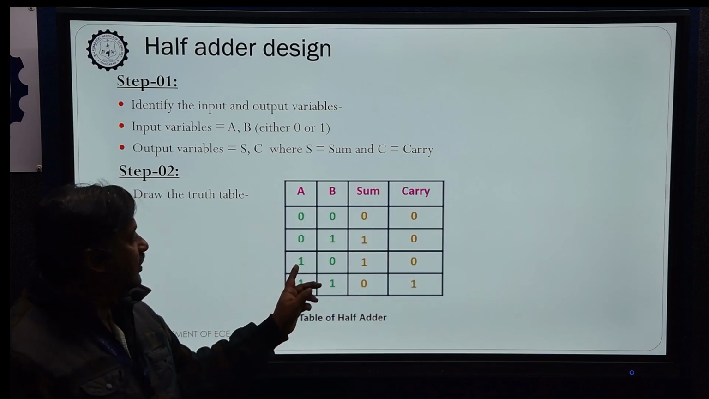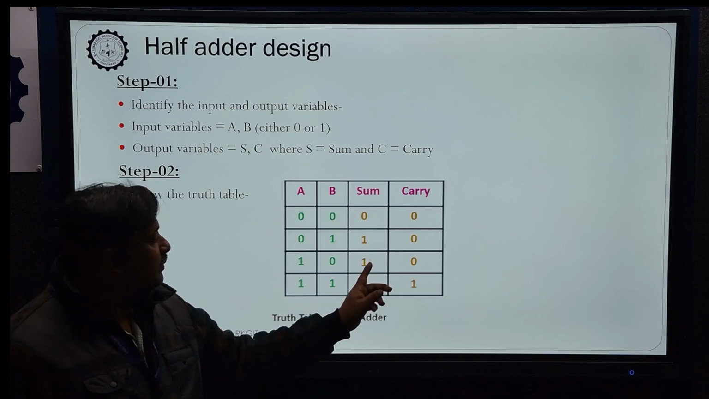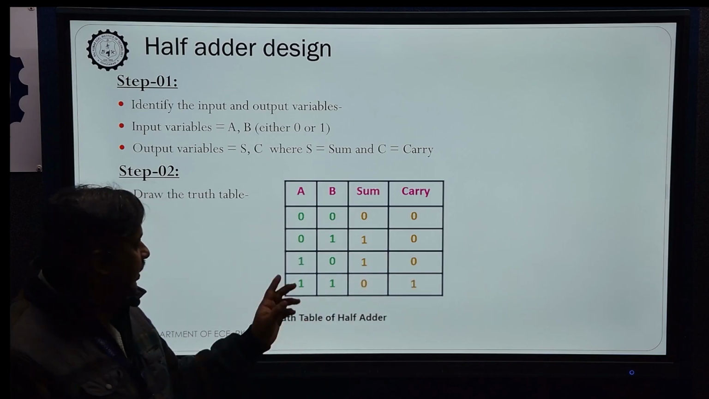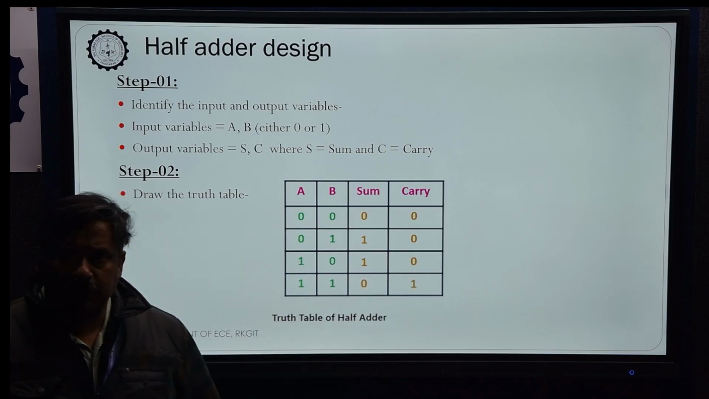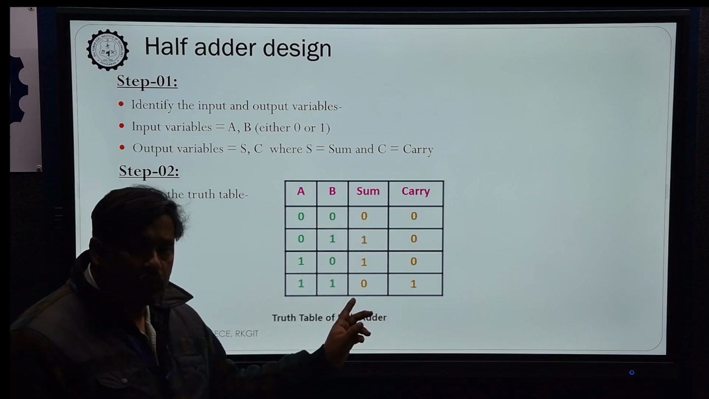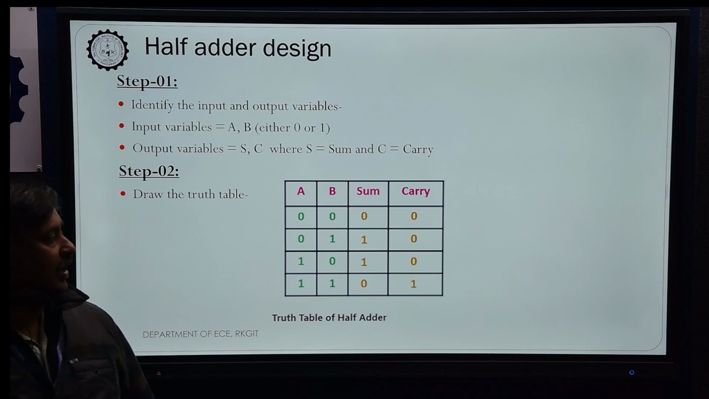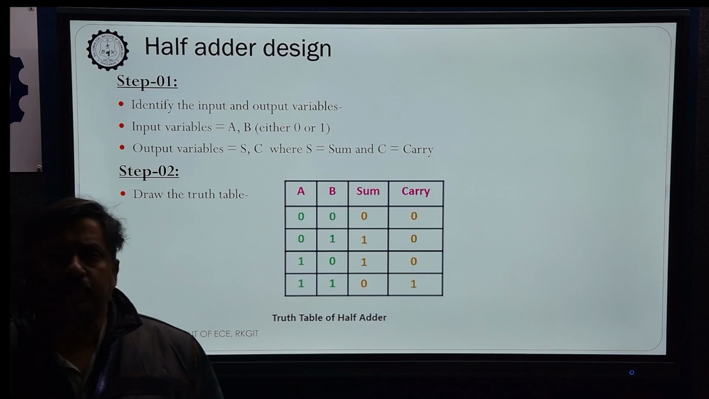And when it comes to A is 1, B is 0, the sum is 1, carry is 0. And when it comes to 1 and 1, because both inputs are high, means both inputs are 1 and 1, the sum is 0 and carry will be 1. So this is the truth table of half adder. Now we already know what is the next step.